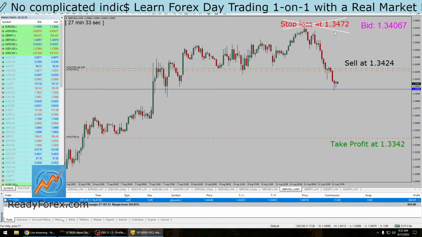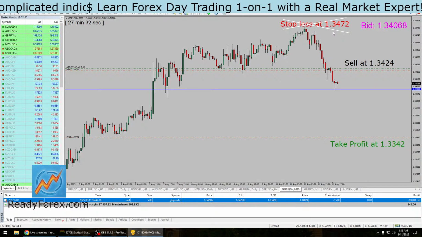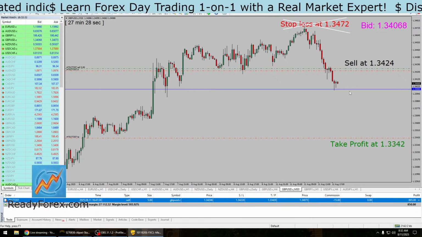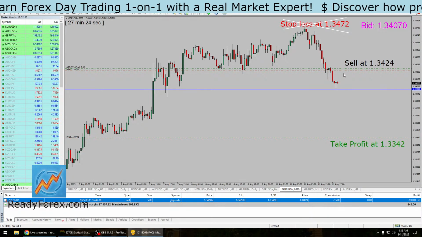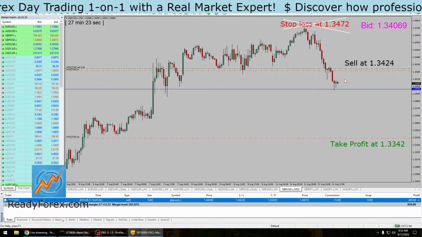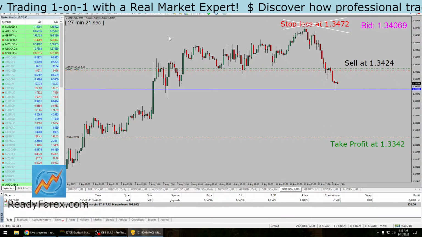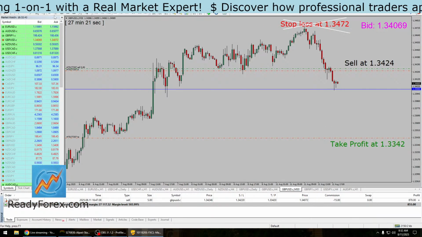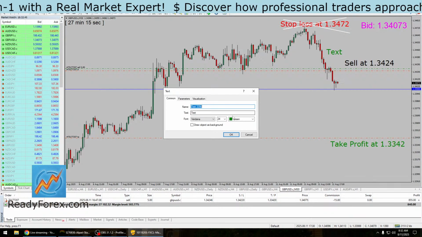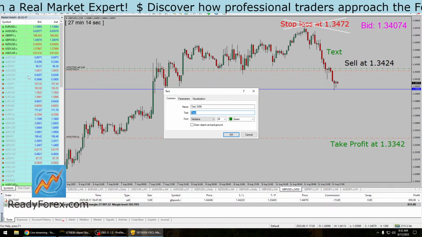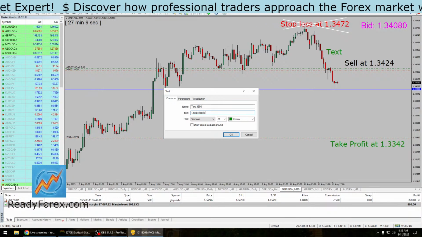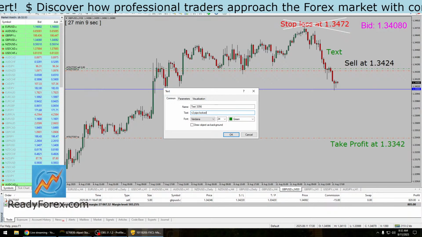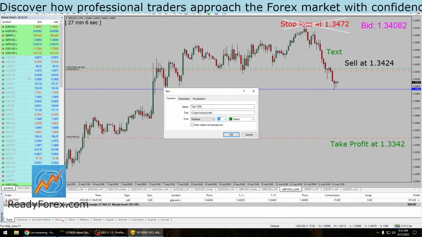1.3472, that was a stop loss, not anymore. I've lowered my stop, and now I'm locking in a plus 2 pips profit over here. Let me even write it down over here. So we got plus 2 pips locked profit.